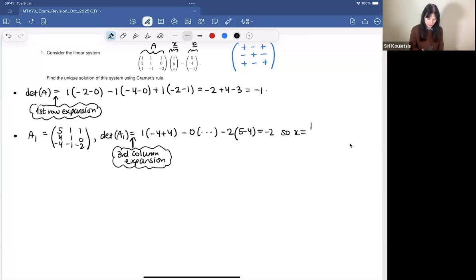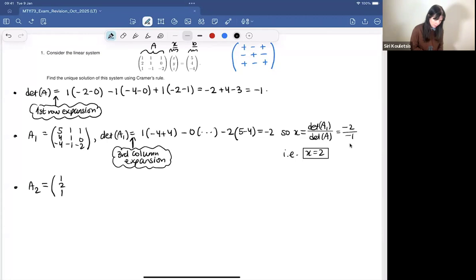Now Cramer's rule tells us that the value of x that solves this system is given by the determinant of A1 divided by the determinant of A. And so x is 2. Now we proceed to finding the value of y that solves the system. Now the second column of A is replaced by the right-hand side vector.